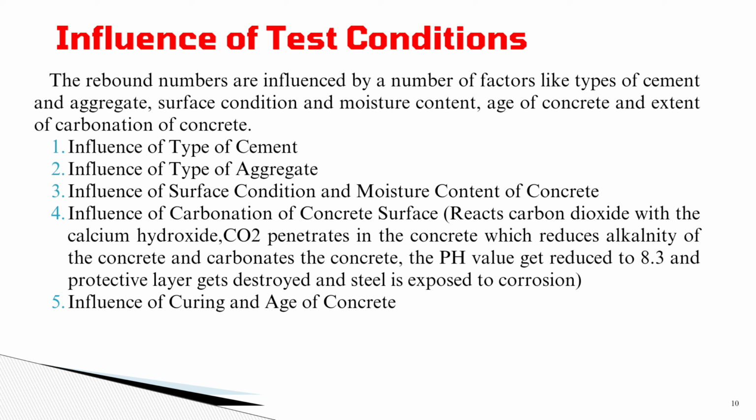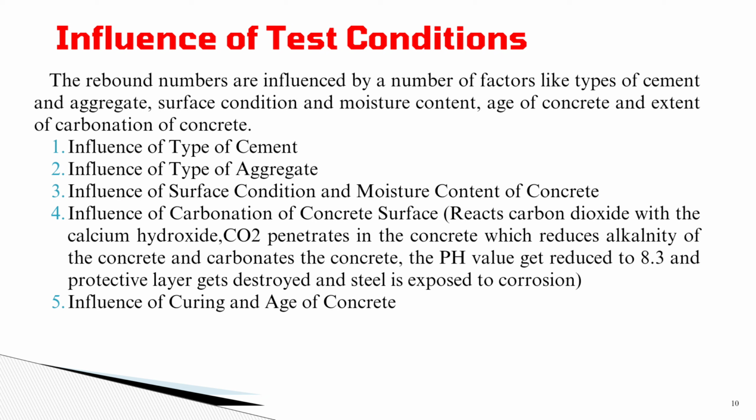Second is the influence of type of aggregate. Different types of aggregate used in concrete give different correlations between compressive strength and rebound number. Normal aggregates such as gravel and crushed rock aggregate give similar correlation, but concrete made with lightweight aggregates requires special calibration. Next is the influence of surface condition and moisture content of concrete. The rebound hammer method is suitable only for close texture concrete. Open texture concrete, typically of machinery block, honeycomb concrete or no fines concrete, is unsuitable for this test.